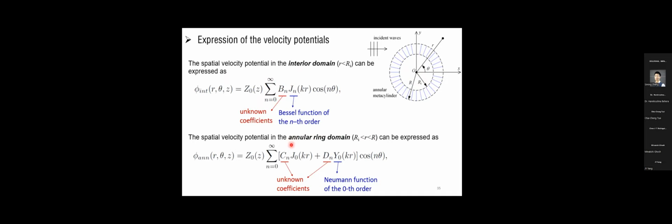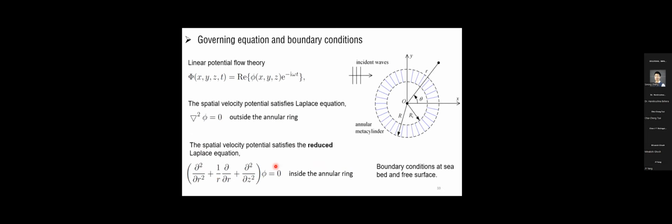The spatial velocity potential in the annular ring domain can be expressed in this equation. This velocity potential should satisfy the reduced Laplace equation. So in this expression, C and D are unknown coefficients to be determined. The Bessel function J and the Neumann function Y, you can see the order is zero. That is because they need to satisfy this reduced Laplace equation.